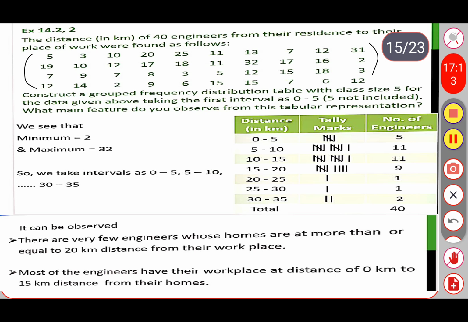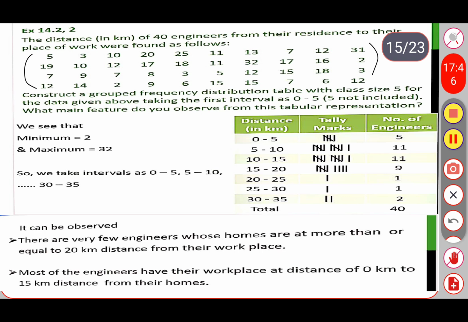So the size of the class interval is already mentioned. It means the width of the class interval. Width of the class interval is 5. The first class interval is also mentioned, that is from 0 to 5. So before going to consider the class intervals, we have to observe which is the least value and which is the greatest value in the given data. With the help of the least value and greatest value, we can easily understand the class intervals.